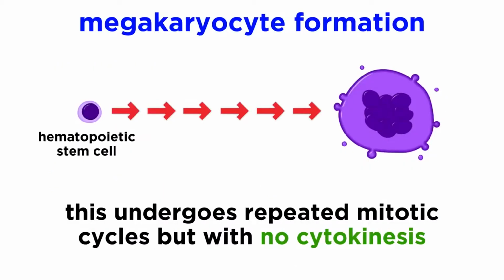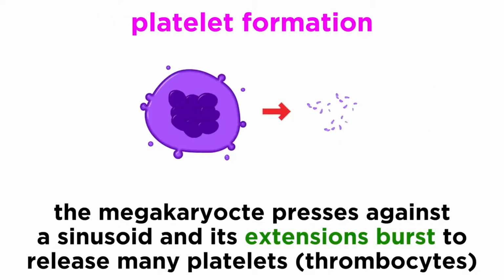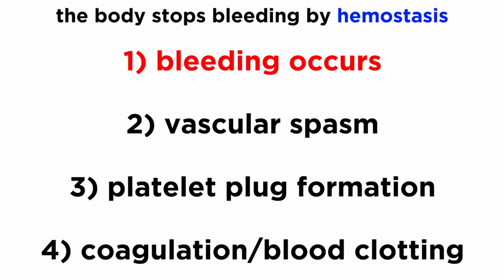Megakaryocytes form due to repeated mitotic cycles that do not perform cytokinesis, so the result is one huge cell with a multi-lobed nucleus. This then presses against a sinusoid and its extensions burst to release the platelets. These platelets are important during hemostasis, which is the process by which the body will stop bleeding through vascular spasm, platelet plug formation, and then coagulation, or blood clotting.